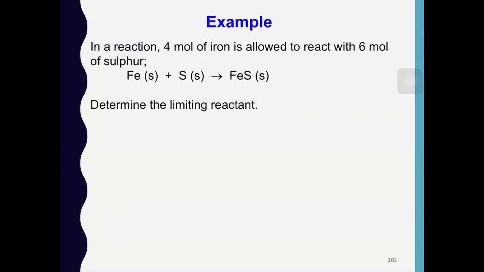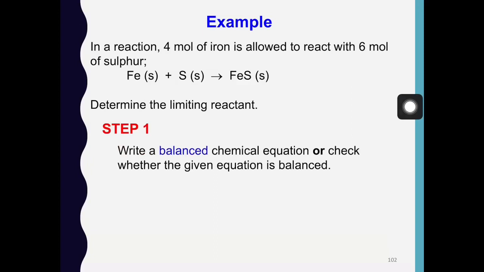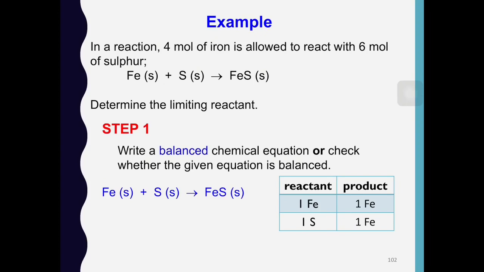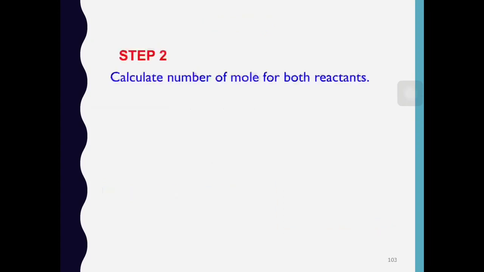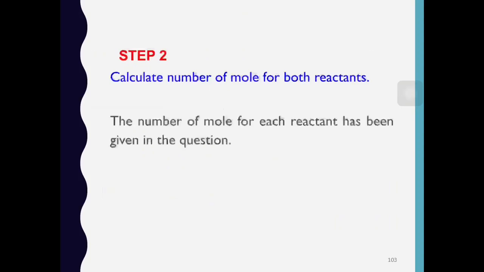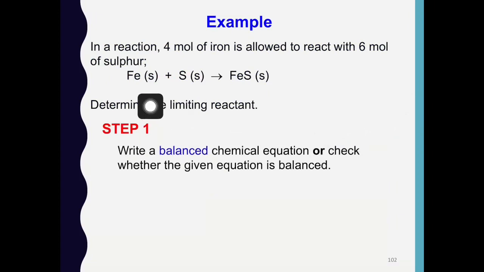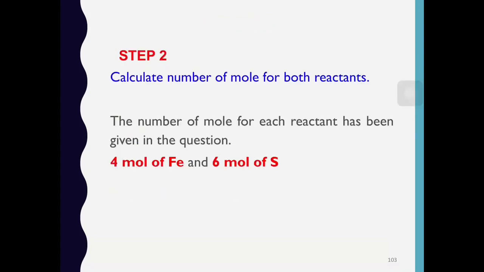Now let's look at this example. So in a reaction, 4 mole of iron is allowed to react with 6 mole of sulfur. So actually this is a similar example to the previous one. So if you have to determine the limiting reactant, step 1, you have to check if the equation is balanced. Then we can proceed to the next step, which is to find the number of mole for both reactants. The number of mole of each reactant is given in the question. If it's not given, then you have to calculate it first before we proceed to the next step. So here we have 1 mole of ferrum on the left side, also 1 mole of ferrum on the right side. Now we have 1 mole of sulfur on the left side, also 1 mole of sulfur on the right side. Now the equation is balanced. So we have 4 mole of ferrum and 6 mole of sulfur.